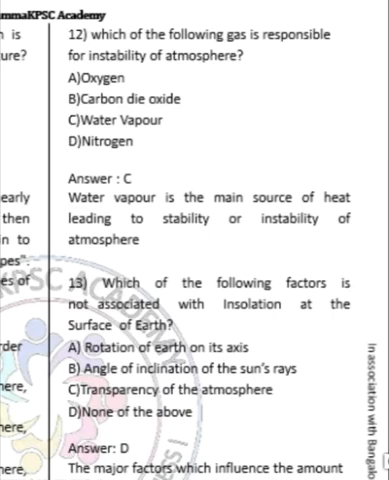Moving ahead to question number 12, it is asking which of the following gas is responsible for the instability of atmosphere. Instability of atmosphere occurs when there is a change in the weather phenomena. Change in weather phenomena is related to latent heat of evaporation, latent heat of condensation and other such parameters. So the main gas associated with such parameters is water vapor, and hence here the correct answer is option C, water vapor.